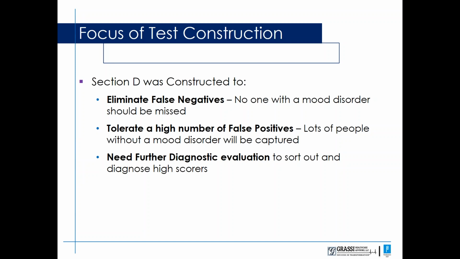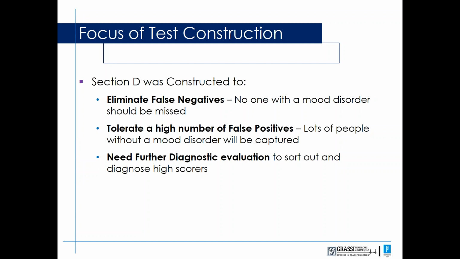Next. So the way Section D, or the PHQ-9, was constructed was to virtually eliminate false negatives. We never, ever, ever want to miss anyone who actually does have a mood disorder. Every single person with a mood disorder should be captured. But that means that we're going to tolerate a high number of false positives, meaning a lot of people will be captured on the screening that actually turn out not to have a mood issue.